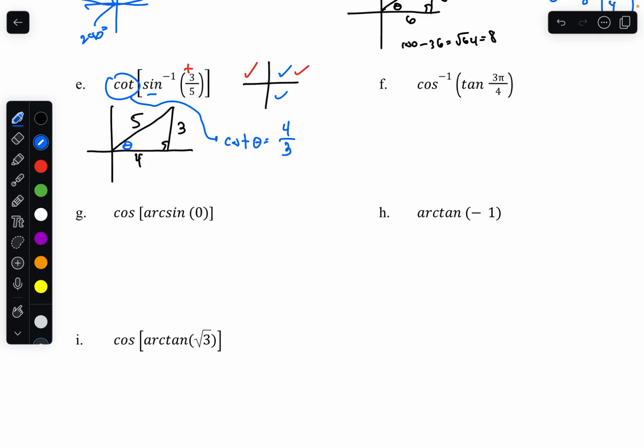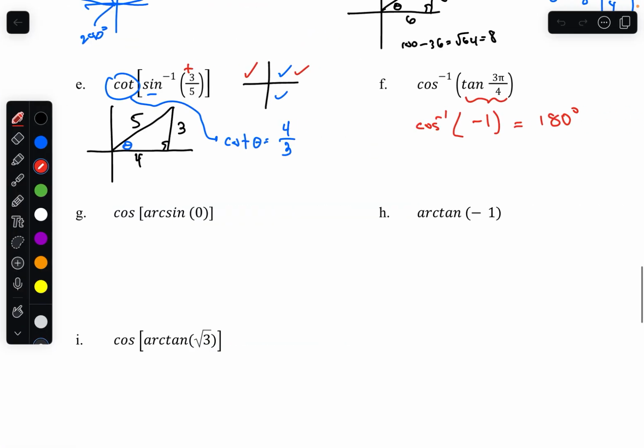All right, now we're back on the unit circle stuff. Tangent, 3 pi over 4. That's the 45 in quadrant 2, so that's -1. And then it's saying when is cosine -1? That happens at 180 degrees.